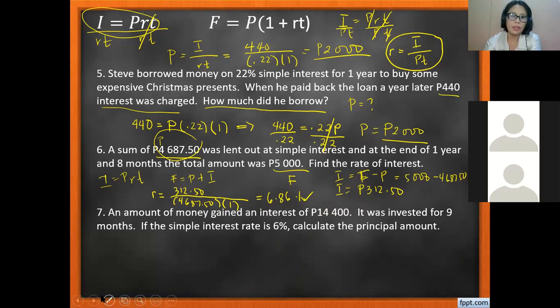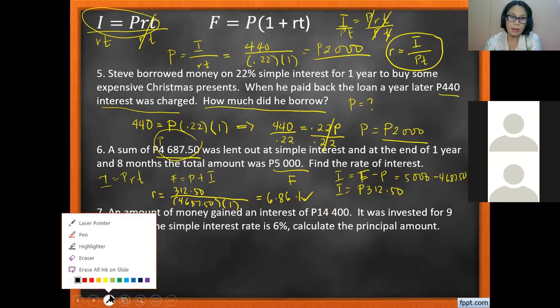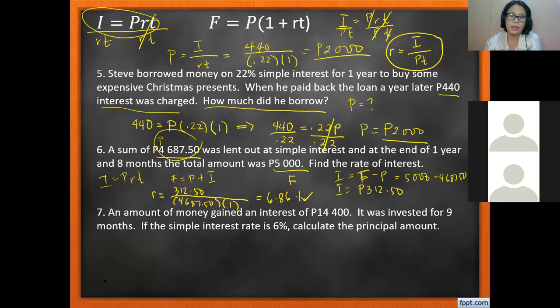An amount of money gained an interest of 14,400. So this is the interest, very clear. It was invested for 9 months. If the simple interest rate is 6%, calculate the principal amount. So this is the interest and we're asked to solve for P. So P is I over RT.